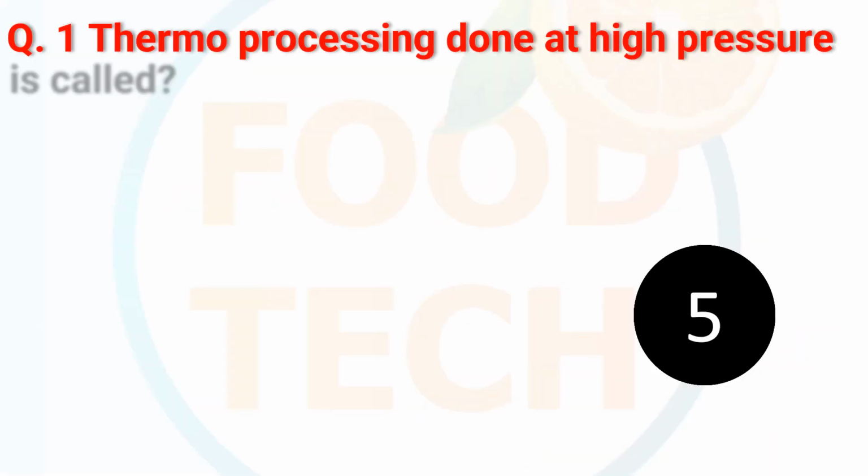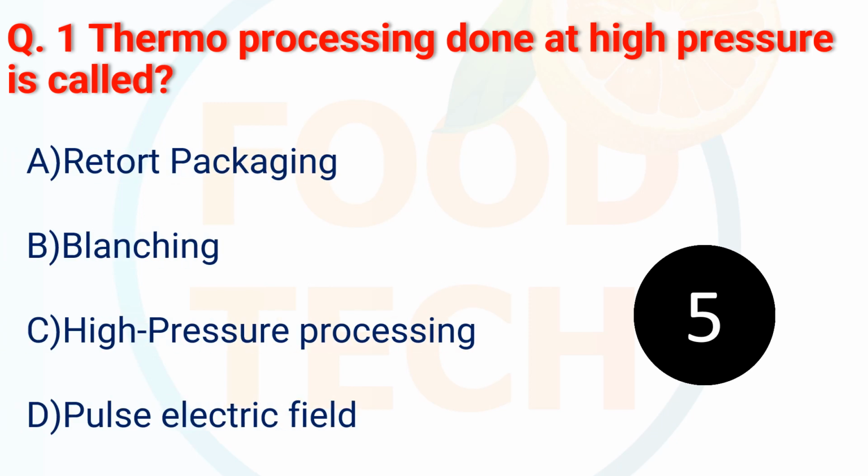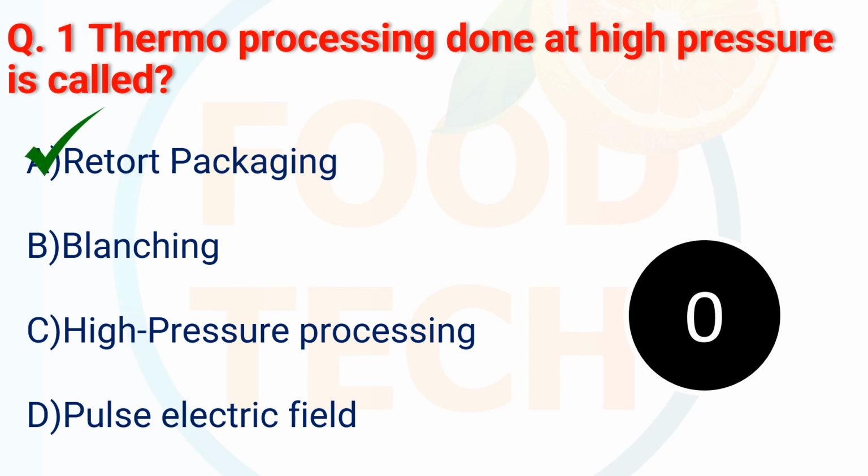Thermo processing done at high pressure is called A. Retort packaging, B. Blanching, C. High pressure processing, D. Pulse electric field. The answer is A. Retort packaging.